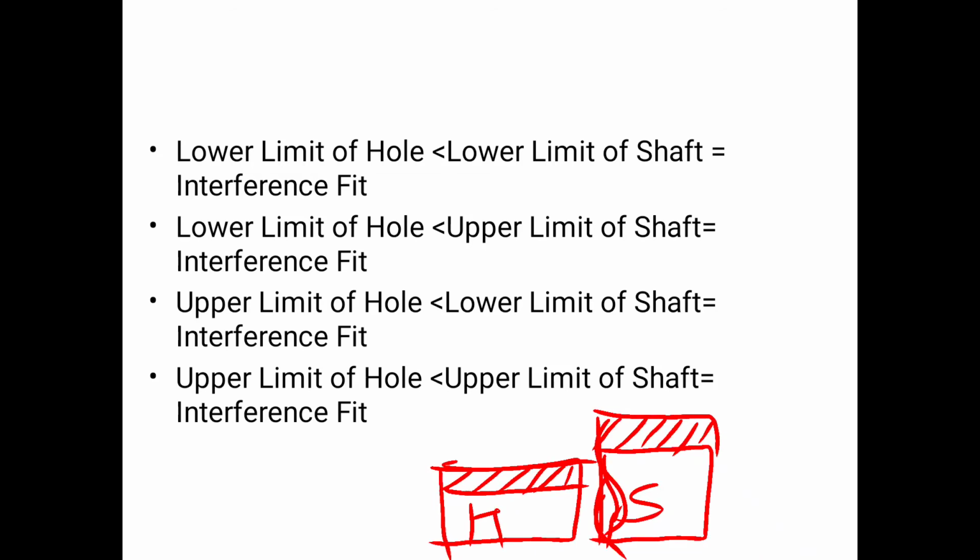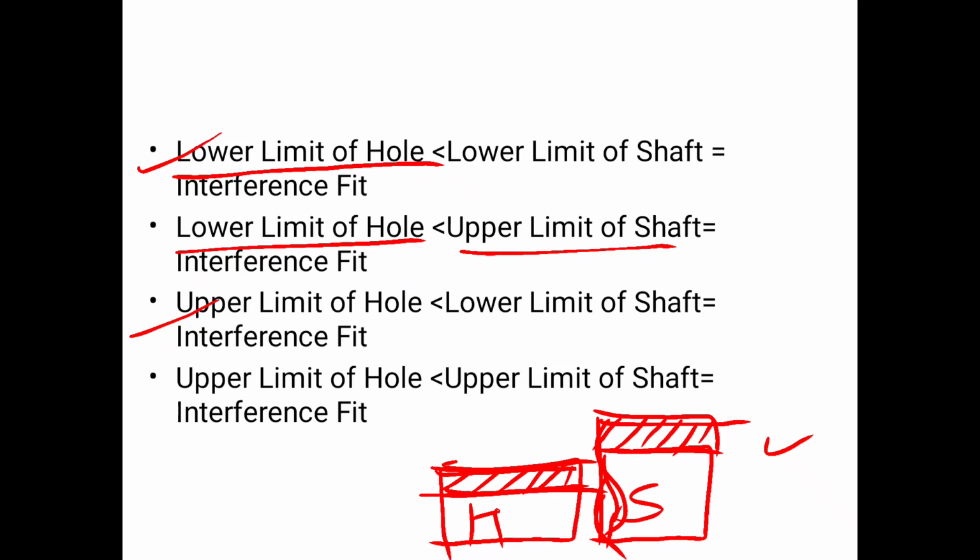Okay, so see, the lower limit of the hole is less than the lower limit of the shaft. The lower limit of the hole is obviously less than the upper limit of the shaft. Then the upper limit of the hole is less than the lower limit of the shaft, and the upper limit of the hole is less than the upper limit of the shaft. So it is opposite to the clearance fit.